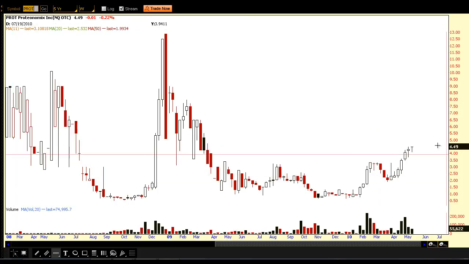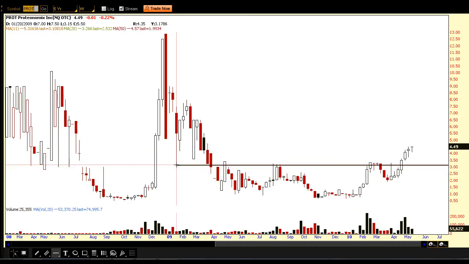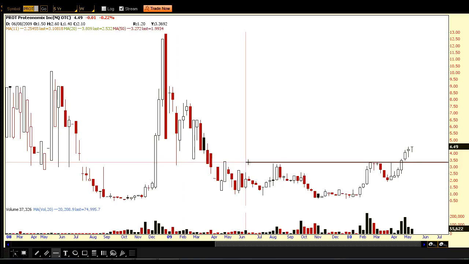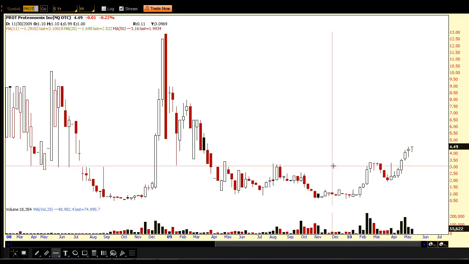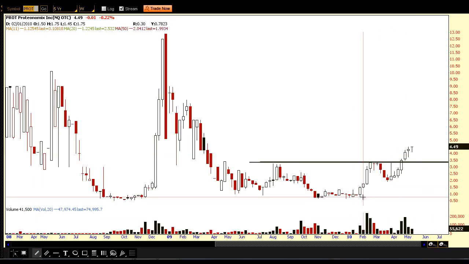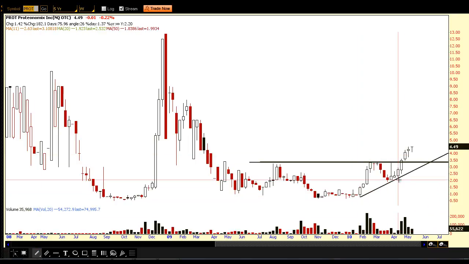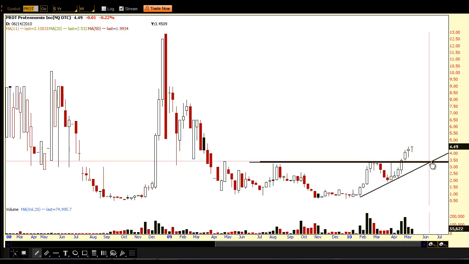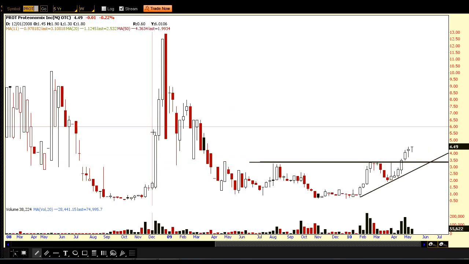So for entries, safe entries, I think would be in this area right here. We managed to break above these levels right here, so I would want to see a retest. Also, we can go ahead and drop in this trend line right here from this low to this swing low. So any kind of move back to the, what is this, 336 area, or a retest of this trend line would be good for a buy.